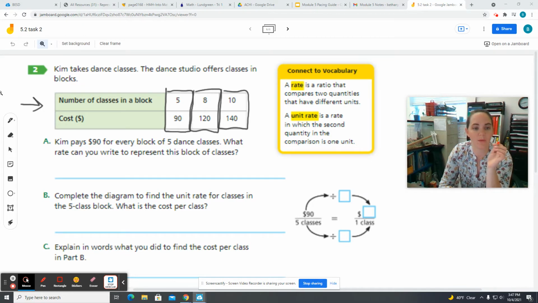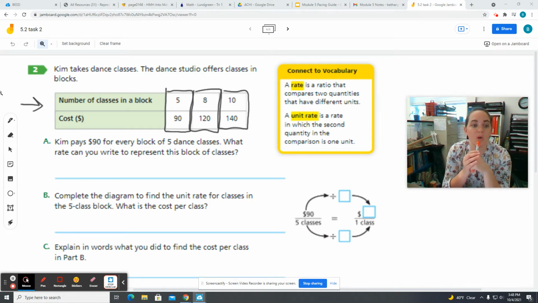So first, before we really dive in, let's remind ourselves of what a rate and a unit rate is. A rate is a ratio that compares two quantities that have different units, like apples to oranges, or miles and hours. A recipe with cups of flour and cups of sugar wouldn't necessarily be a rate because they both have cups that are being measured. But miles and hours are two completely different things, but they can be connected to each other when we talk about miles per hour.